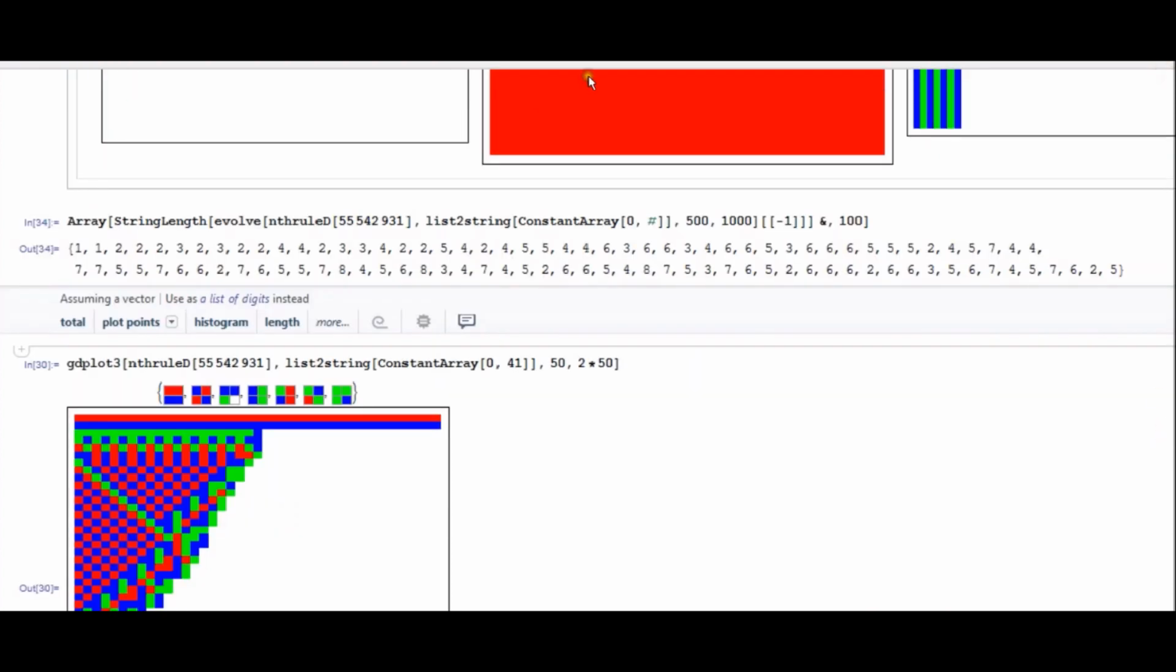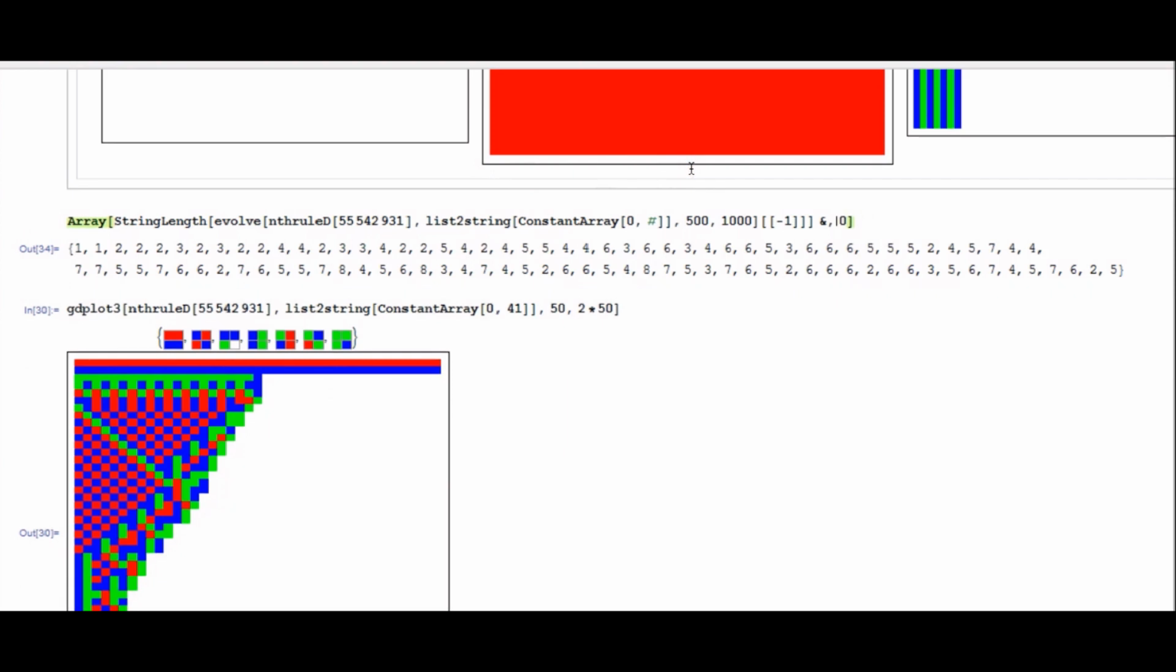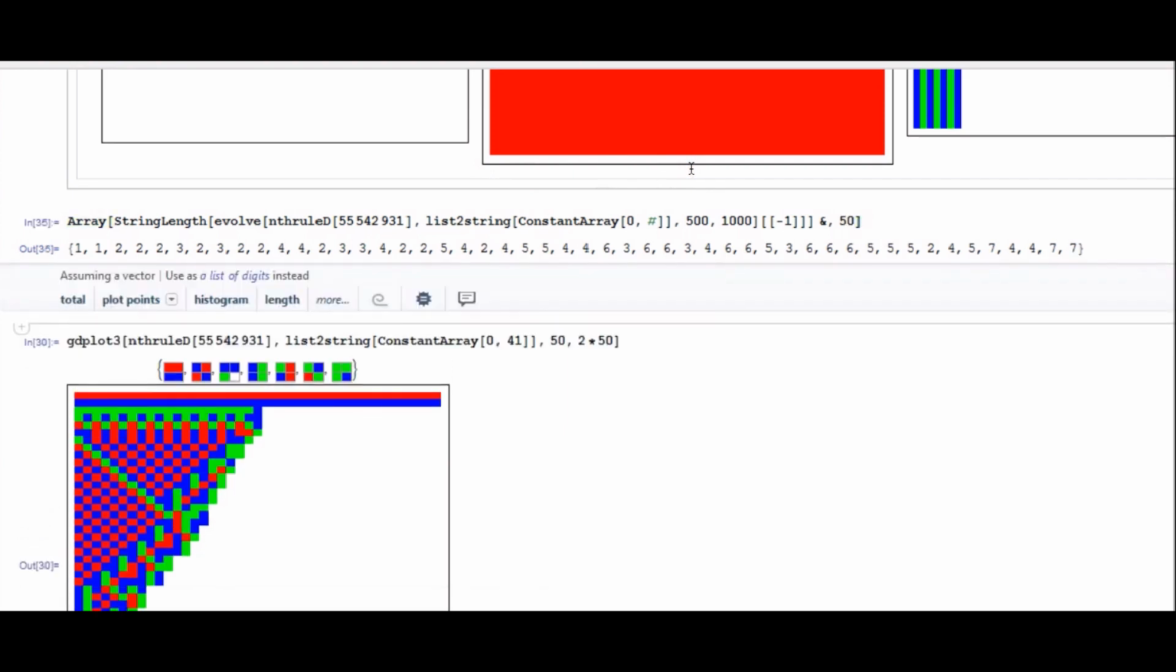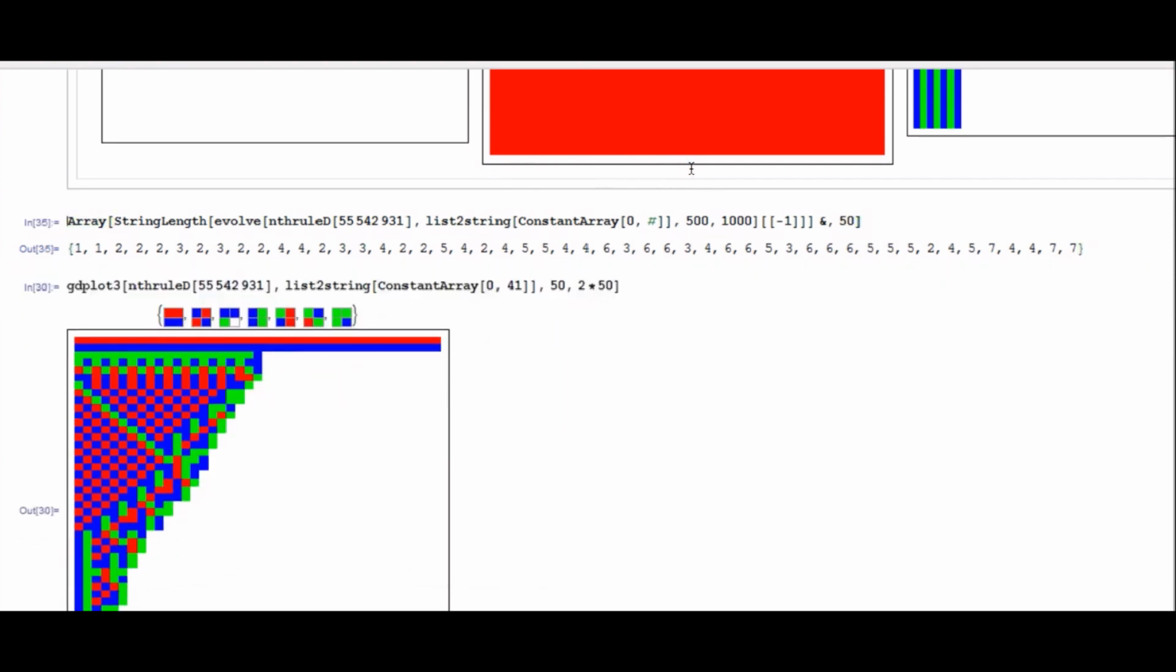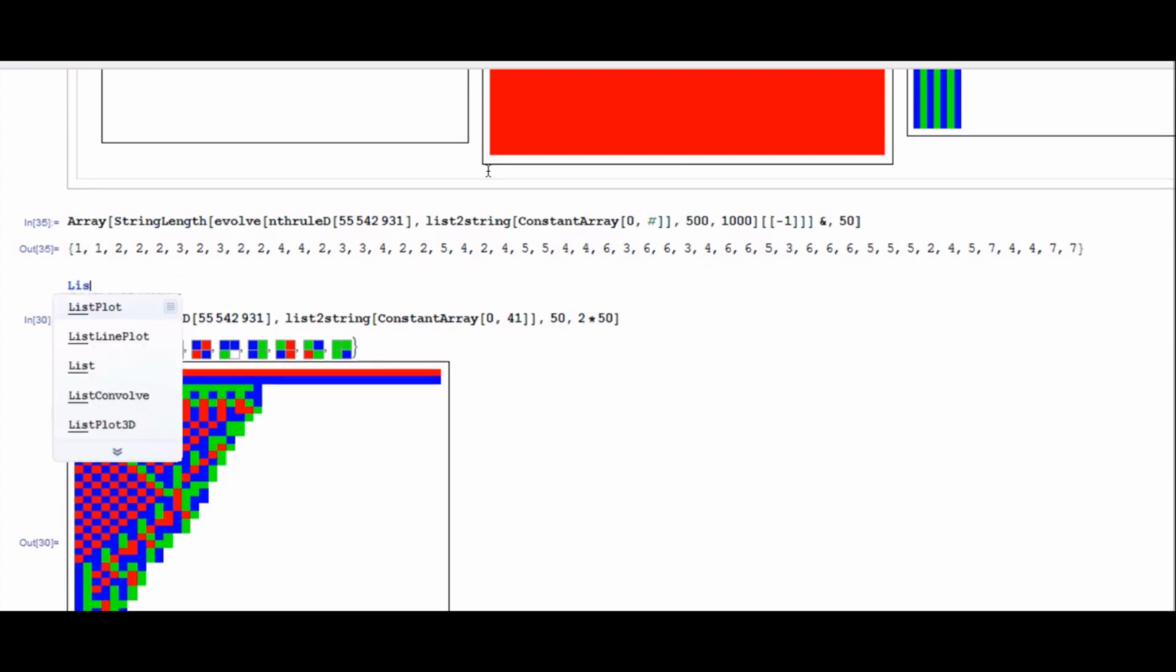Well, okay, so we saw from that little experiment that it's enough to run the system for 500 time steps, and let's just concentrate on what happens for the first 50, going up to 50 red blocks. So this list here just shows us how big the final fixed point is. Is there a pattern here? Well, let's just do a list plot just to see.